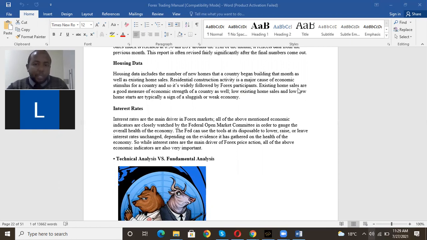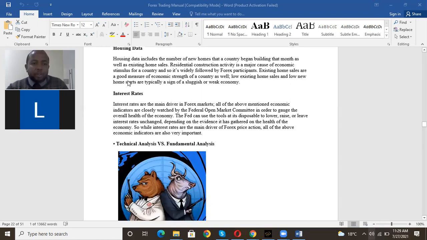So existing home sales, look at these guys, are a good measure of economic strength of a country as well. Low existing home sales and low new home starts are typically a sign of a sluggish economy. If guys are buying more homes, of course they have money. And if they have money, there's more activity in real estate. The guys in real estate are building more and selling more. That is to mean the economy should be doing very okay.